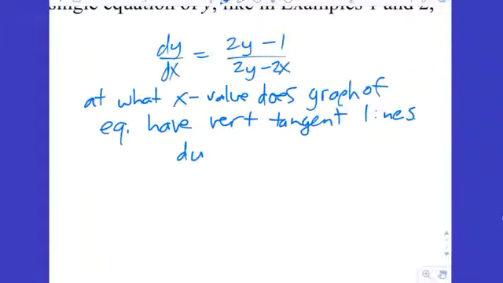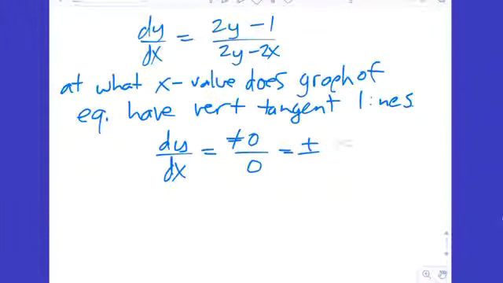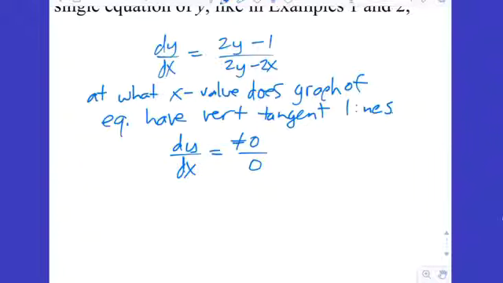So the first thing you need to do is say dy/dx, because it's a ratio, equals non-zero over 0. No, don't just say DNE. If you want to say something other than non-zero over 0, say it equals plus or minus infinity. But don't just say DNE, because remember, 0 over 0 is DNE, but for a different reason. That's going to get you a check if you say dy/dx equals non-zero over 0. But then you take your denominator, 2y minus 2x, and you set it equal to 0.